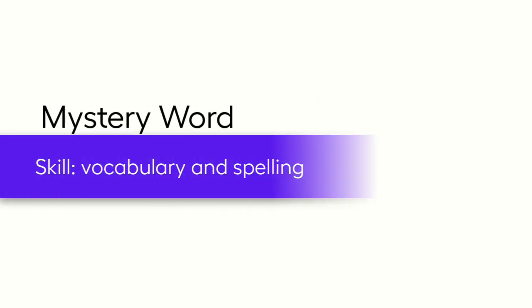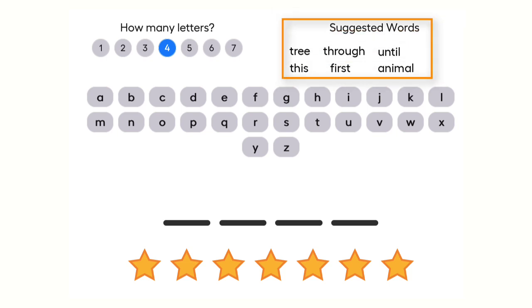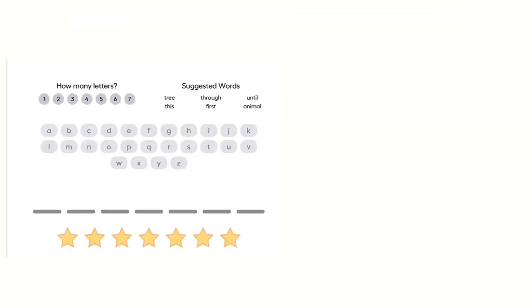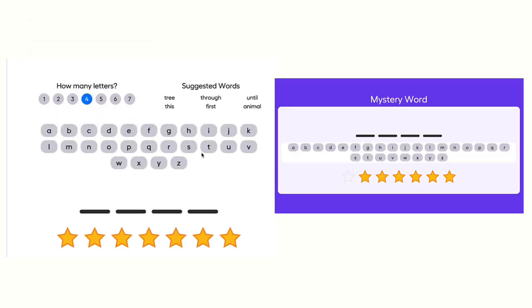Mystery Word is a fun way of learning vocabulary and will help students remember the spelling of new words. To begin, think of a word or use one of the suggested words found on the right side of your screen. The student cannot see these words. When you have a word in mind, click on the number of letters of the word. Your student will see the same number of blank spaces on their screen.